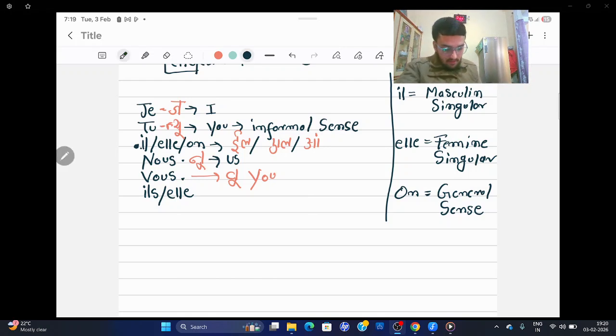Last but not least, again here we have ils and elles. Okay. Now, what is the difference between them? Again, these pronouns ils and elles are written beside each other because they follow the same rule of conjugation for any verb. All right. So they are pronounced again ils and elles.